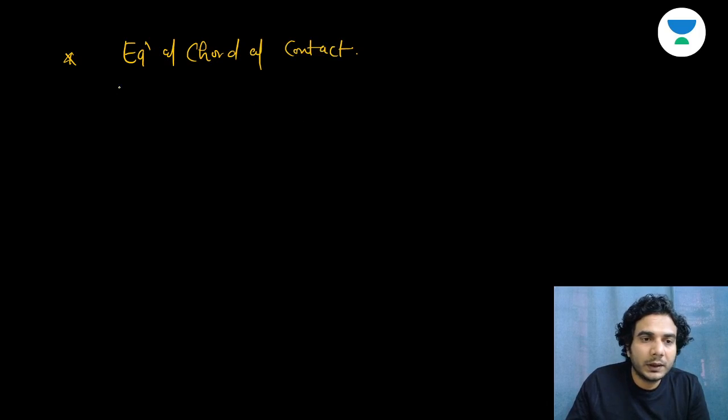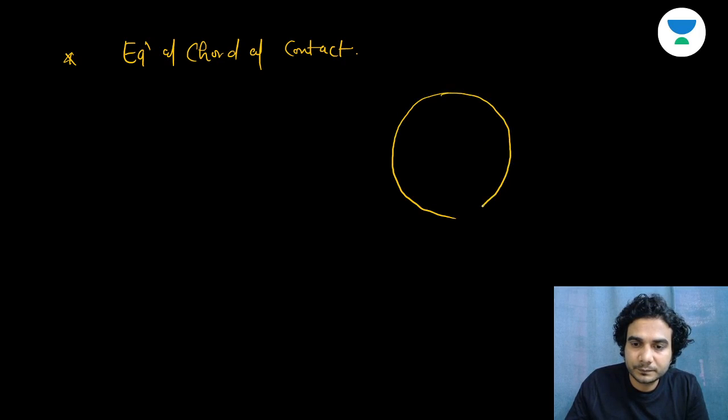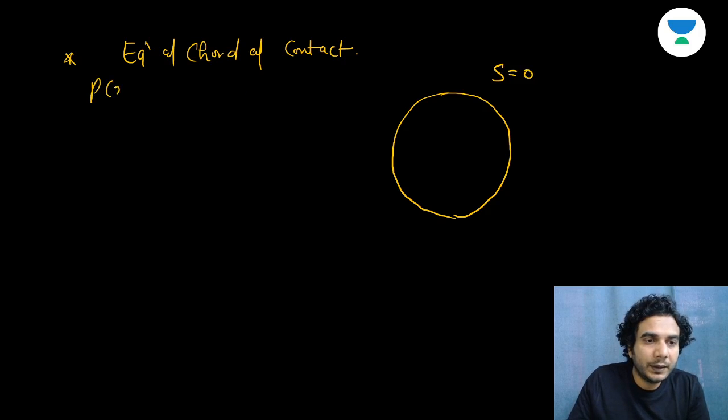Now let's do some other points. So chord of contact, okay, equation of chord of contact. So if a circle is given, so what is chord of contact by the way? See, this is a circle, S is equal to 0. A point is given P x1 comma y1. Okay, point P x1 comma y1 is given.